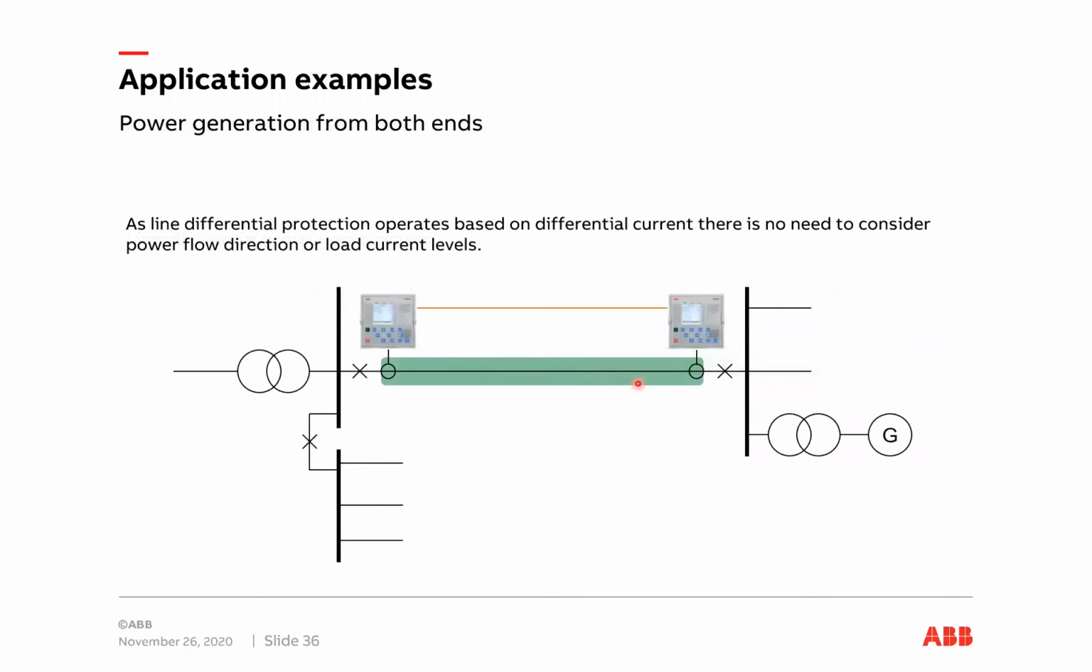What is good with line differential protection is that it doesn't matter which way the current flows in the protected line. So in this case, where we have power generation from both ends, it might be that in some situations the power flows in one direction, and in other situations the power flows in the other direction. Since the line differential protection only looks at the differential current, it doesn't matter what the power flow direction or the load level is.